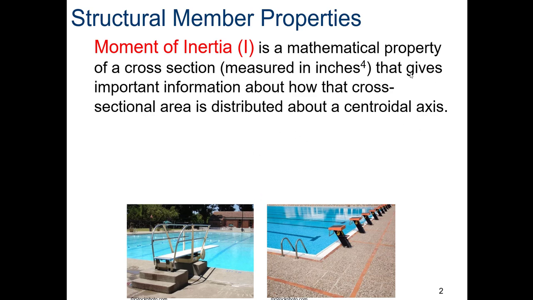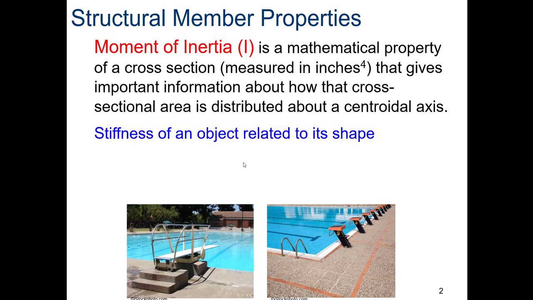Moment of inertia is a mathematical property of a cross-section, measured in inches to the fourth, that gives important information about how that cross-sectional area is distributed about a centroidal axis. Now, we have not done centroids yet. We will be doing it soon, as you can see on our schedule. But basically, the centroid is kind of like the center of gravity, right? It's the balance point of anything. It's the balance point of your pencil, of a beam or a piece of wood or a piece of metal. It's where we could support it, and if we supported it there, it would balance.